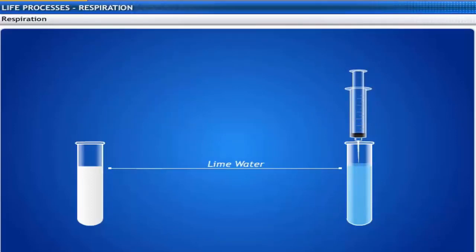You will observe that in the first test tube, the lime water turns milky immediately. You will find that it takes longer for the lime water to turn milky in the second test tube as compared to the first test tube. This proves that air contains less carbon dioxide than the amount that we breathe out.